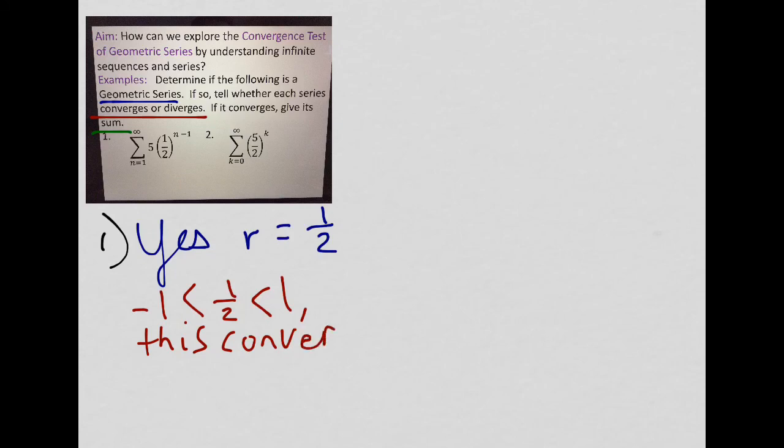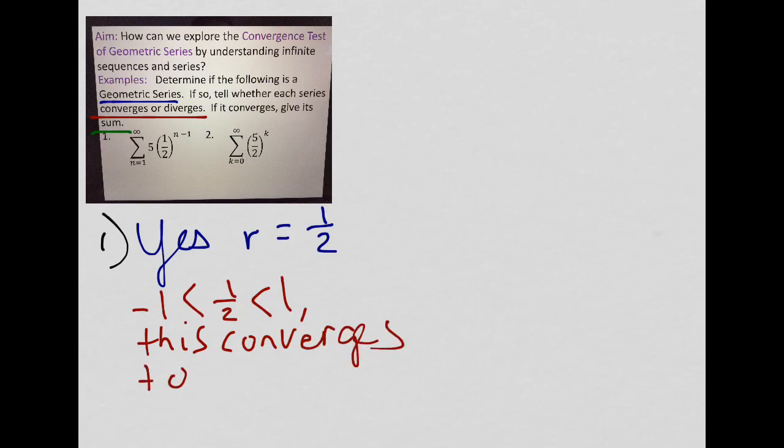All right, so let's take a look at the next thing we have to do: determine if our series converges or diverges. Now that you know that r is equal to 1/2, sometimes just called the ratio, if it's between -1 and 1, which it is, that means that this converges. And we usually say it converges to whatever the sum is.